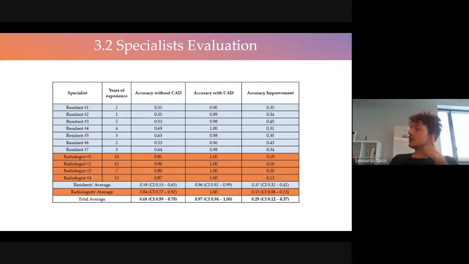So this is the specialist evaluation, which is probably one of the most important parts of this work, because we're not proposing anything new here. We're just using existing technologies, and we just wanted to build something that could be helpful in everyday routine. So this is quite important. We asked 11 specialists, 7 residents and 4 radiologists with different years of experience, as you can see, to evaluate 150 images with and without the help of the system.